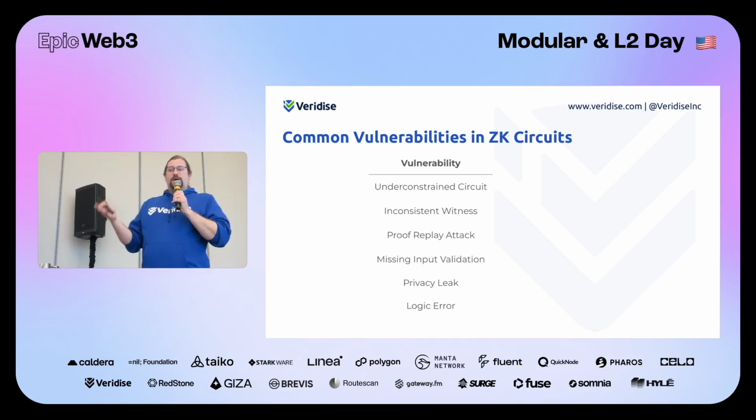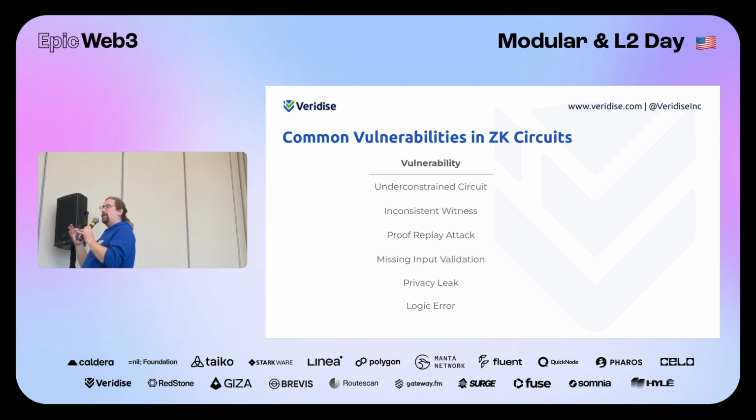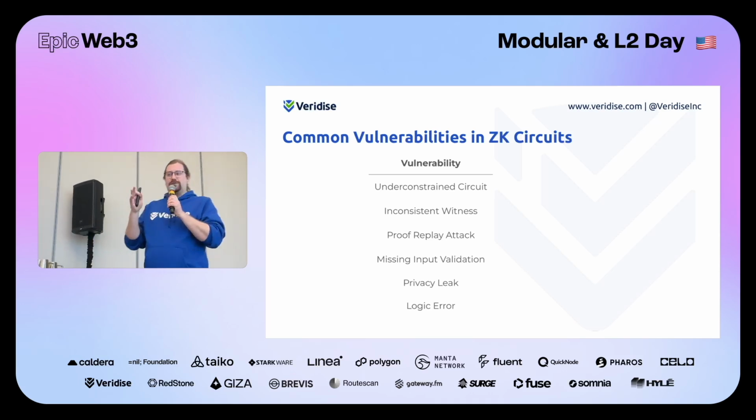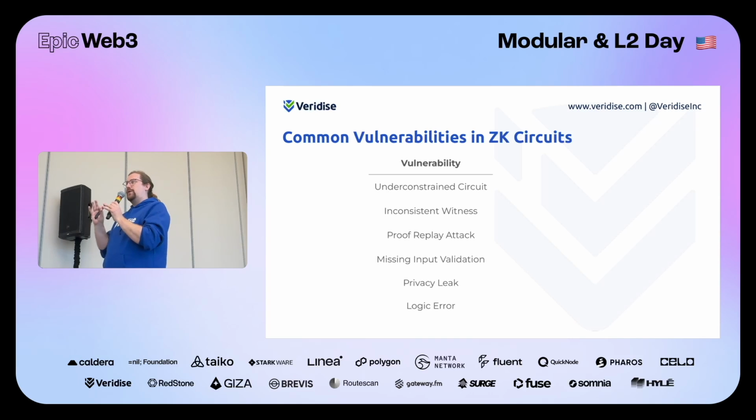Another thing that we often find is an inconsistent witness, where your witness computation is different from your constraints. And so in that case, an under-constrained circuit is actually a specific instance of this, but an inconsistent witness also includes things like over-constrained circuits, or just places where the behavior encoded in your constraints slightly doesn't agree with the behavior encoded in your witness.